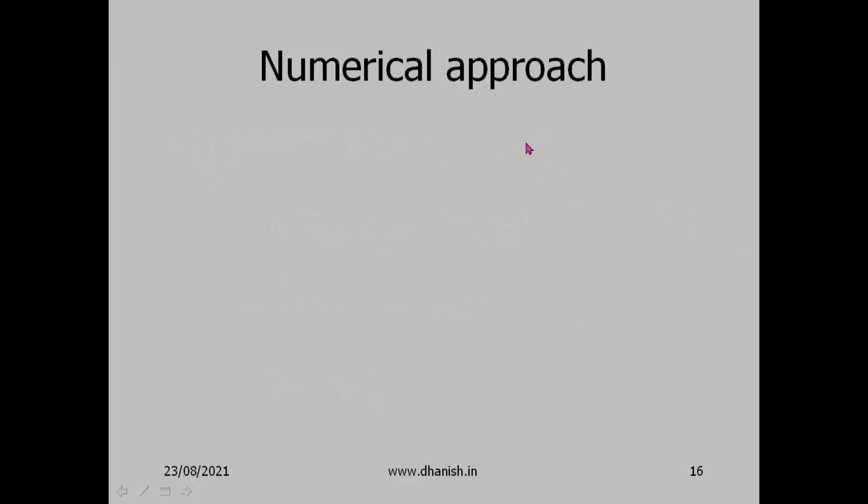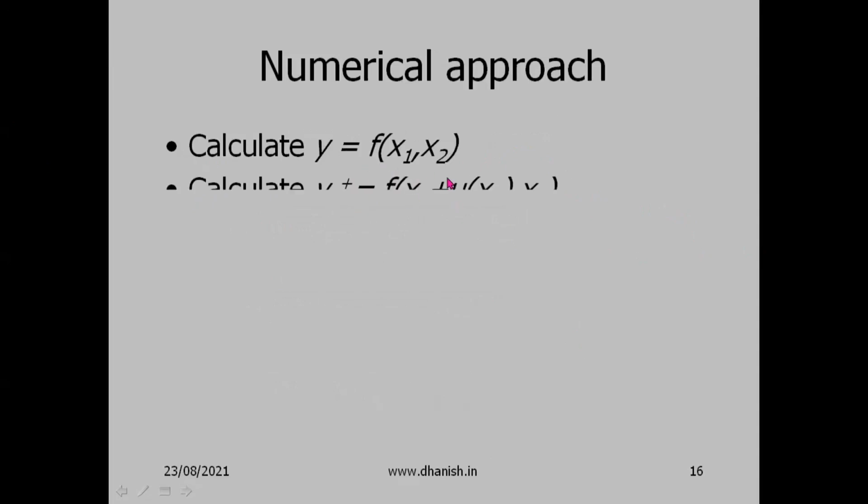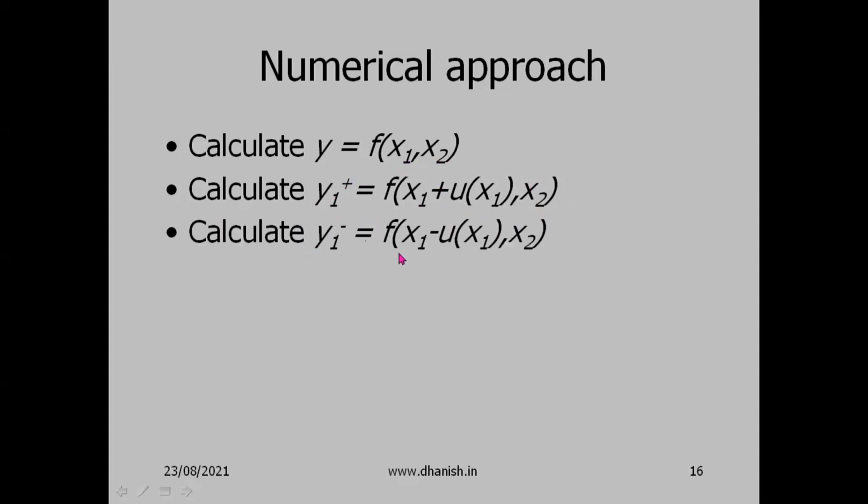The same problem you can do using a numerical approach also, very similar, except the last step. So y equal to f of x1, x2. First, sensitivity to the first variable is determined using y1 plus, which is f of x1 plus standard uncertainty of x1, comma x2. So x1 you increase by its standard uncertainty, x2 you keep the same. So that is a partial derivative. So we are numerically determining the partial derivatives. Similarly, y1 minus is f of x1 minus standard uncertainty of x1, x2 you keep the same value. So you calculate these two quantities.